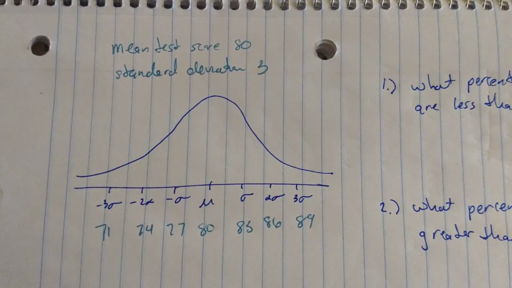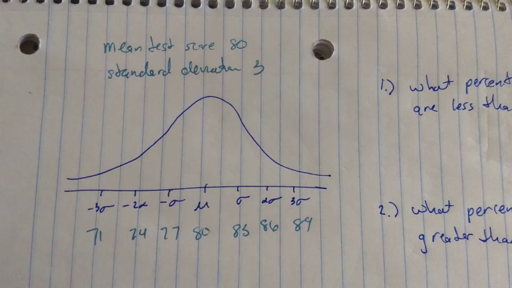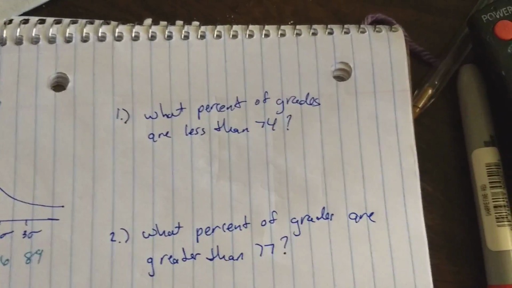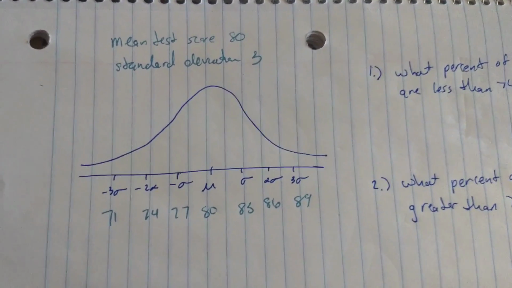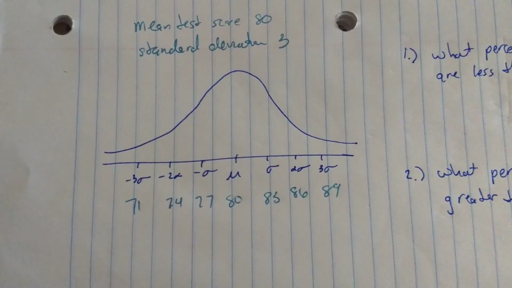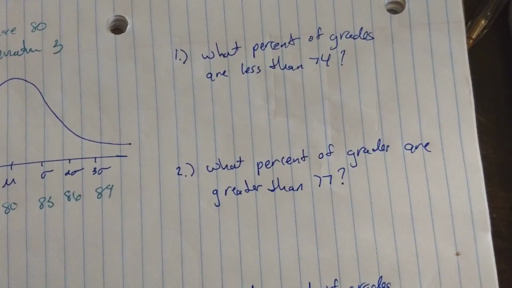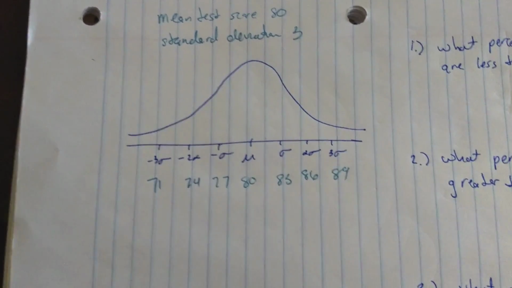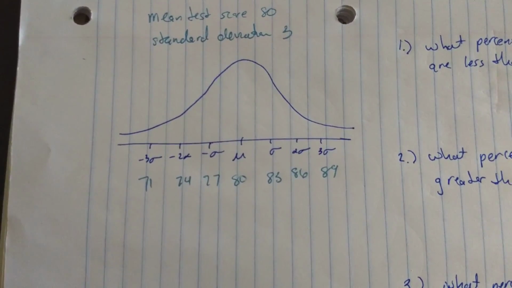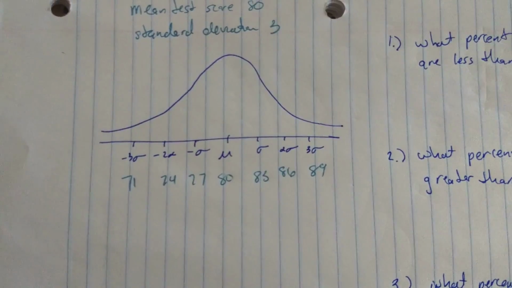So now we're going to do some examples with our test score of 80 with a standard deviation of 3. First question, what percent of grades are less than 74? Now I'm going to use the 68, 95, 99.7 rule because all of the grades, the 74, 77, and then down here 83 and 89, are multiples of standard deviations. Since they fall on whole number standard deviations, I can use that 68, 95, 99.7 rule.